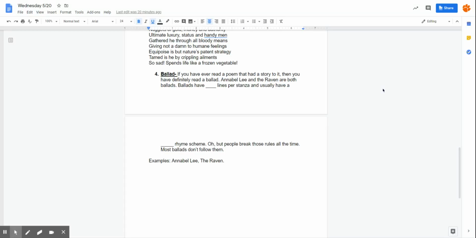Now, ballads do have rules. For example, ballads are only supposed to have 4 lines per stanza, and they're supposed to have an ABAB rhyme scheme. But people break those rules all the time, so most ballads don't really follow them. The key when looking for a ballad is really to look and see if it's a long poem with a story.